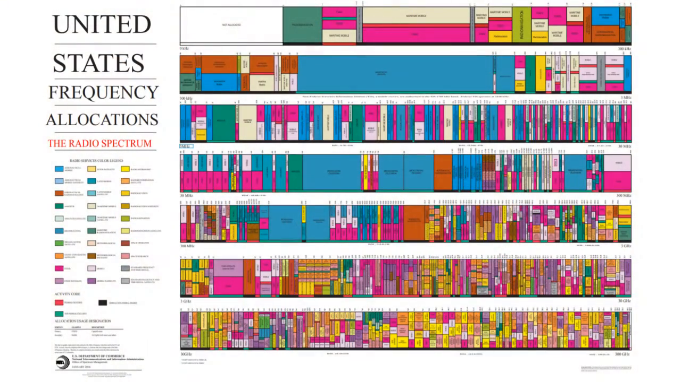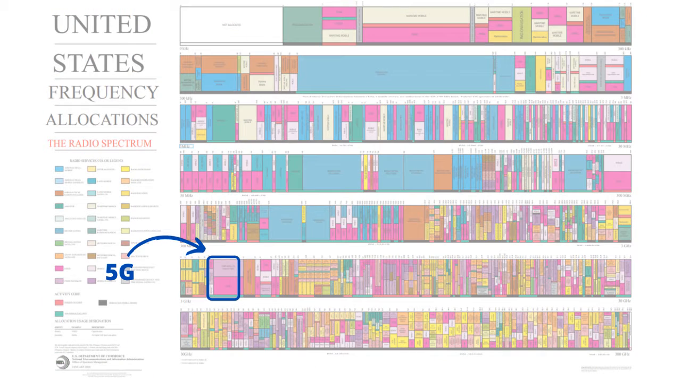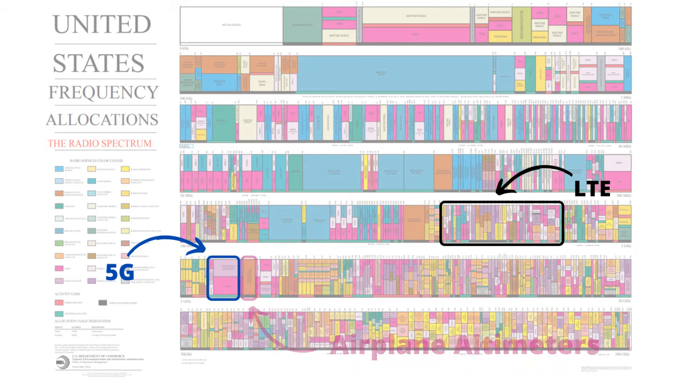Now, my claim is that LTE does not interfere with altimeters. For evidence, check out this table, which shows the part of the electromagnetic spectrum known as radio waves. The table shows how the spectrum is divided into smaller sections in the US and for what purpose each section is assigned. For example, 5G signals are being carried between 3.7 to about 4.0 gigahertz. LTE frequencies are carried between 1.7 and 2.0 gigahertz. But what about airplane altimeters? Well, they use the 4.2 to about 4.4 gigahertz range.